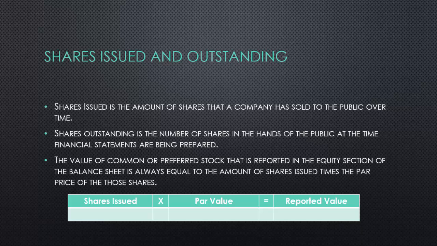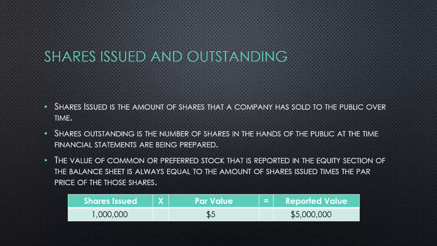And to figure out what the reported value of these shares issued is, you simply take the number of shares issued and multiply it by the par value of each share. It gives you the reported value. So if a company had 1,000,000 shares that were issued and the par value listed on each share was $5, well, that means that they would report a value of $5 million.